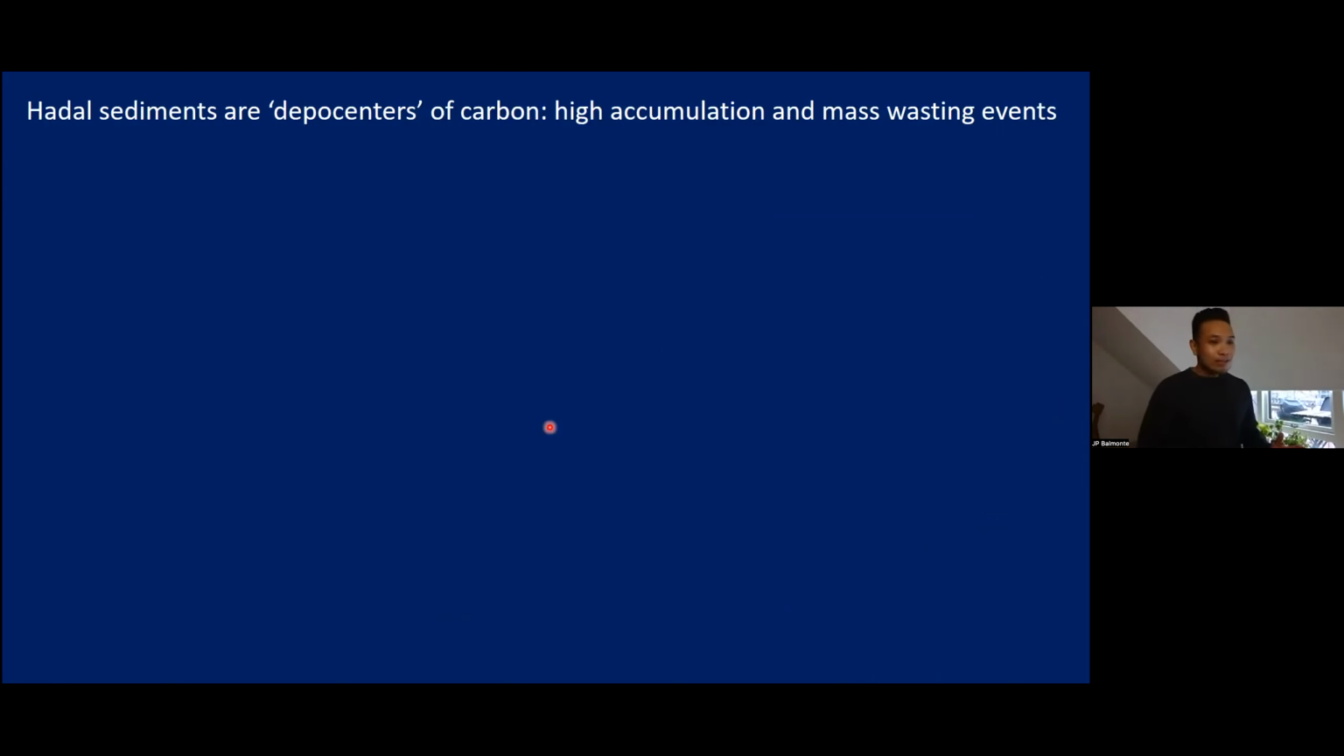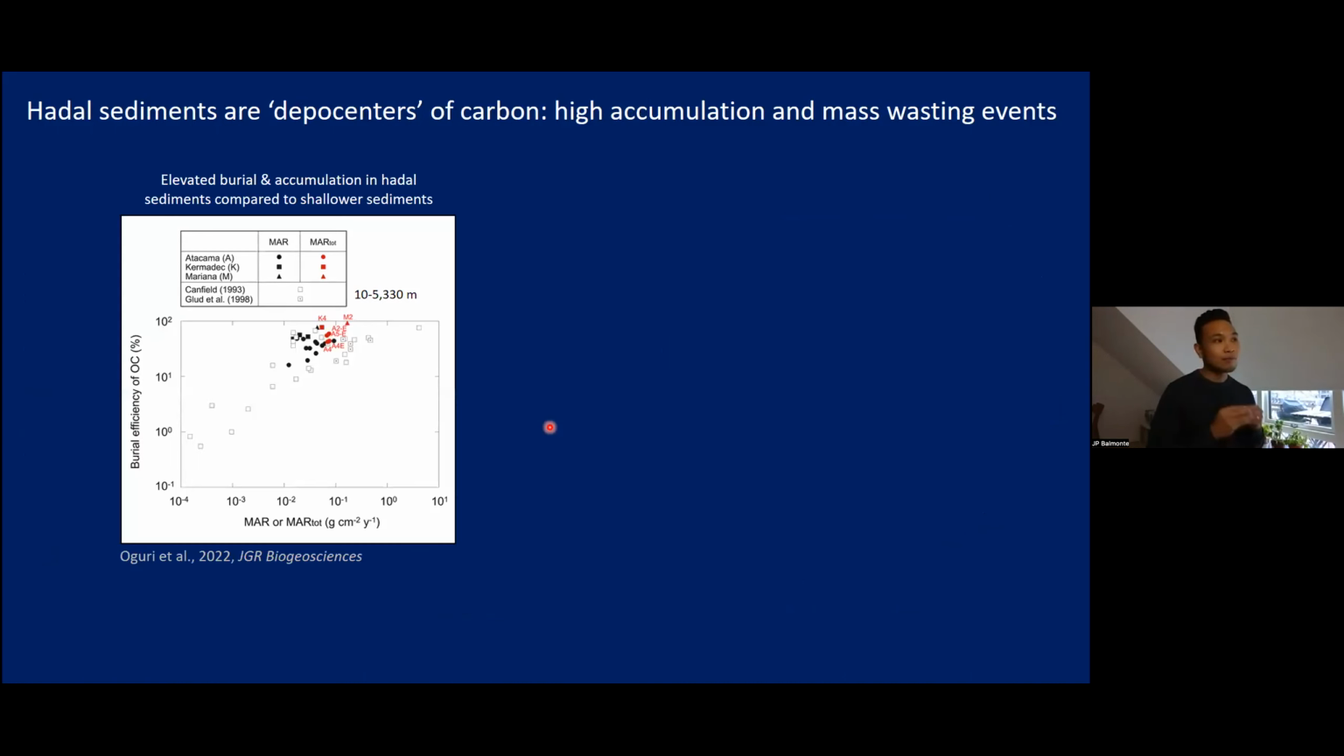The next thing that I wanted to focus on, kind of leaving the water column and going into sediments, is this idea that Hadal sediments are depocenters of carbon. What we mean by that is that there's a lot of carbon that reaches Hadal sediments, much more so than what we would anticipate based on its depth. It's related to the fact that it's shaped like a funnel, and essentially a lot of things make their way down to the deepest parts of the ocean.